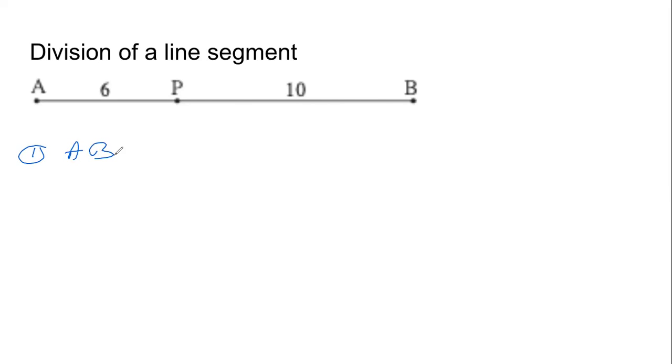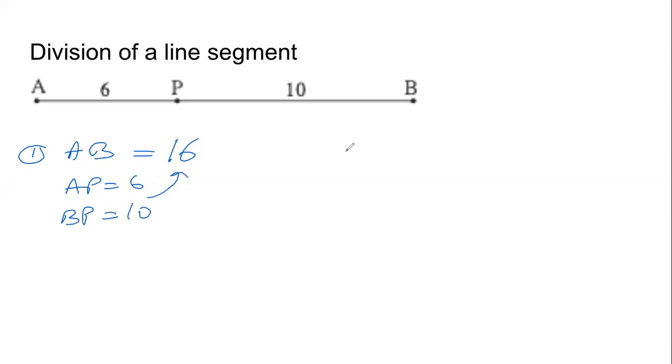If I ask you, what is the length of the line segment AB? Correct? It is very clearly 16. AB is one straight line because I'm telling you it is a line segment, and clearly it has two parts, AP and BP. Why is it 16? Because AP equals 6 and BP equals 10. When we add them, we get AB equals 16.